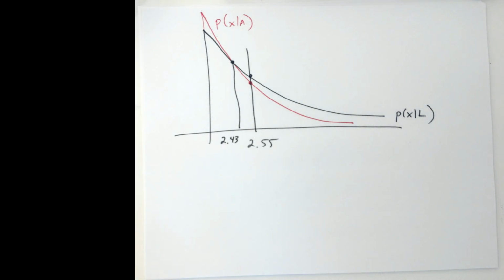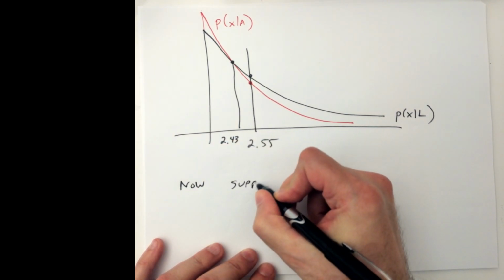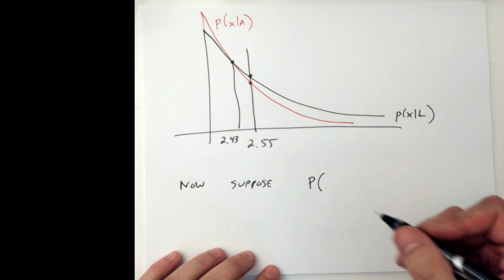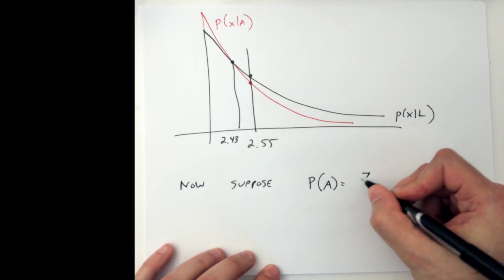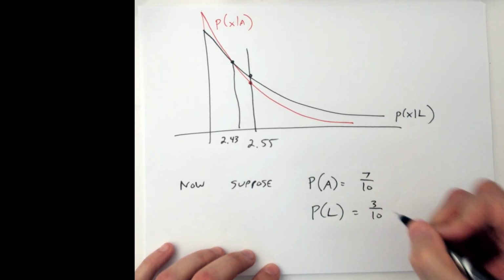Okay. So now let's suppose that I add in some priors, okay? So now let's suppose that I say, okay, I'm in a certain zoo and I have some sort of prior idea about whether I'm likely to encounter llamas or alpacas, right? So now let's suppose that the probability of alpaca is 7/10, and the probability of llama is 3/10. Okay.